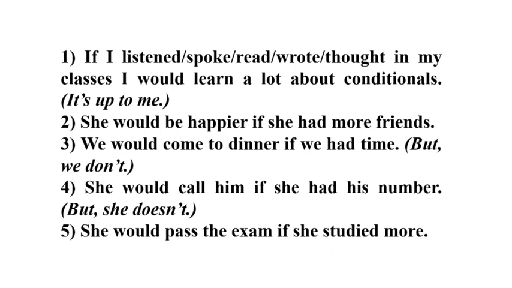But if you listened, if you spoke, if you read, if you wrote, you would learn a lot about conditionals. She would be happier if she had more friends, but she doesn't have more friends. So it's not possible for her to be happy at the moment. We would come to dinner if we had time, but we don't have time, so it's impossible. She would call him if she had his number, but she doesn't have his number.